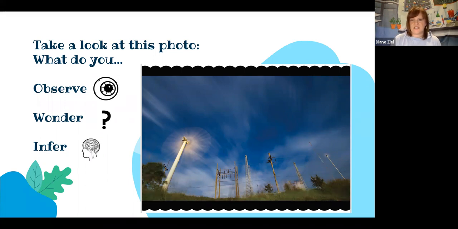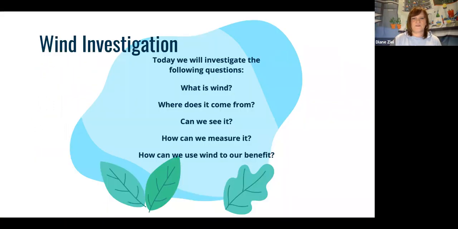If your observations and your questions and your inferences all have to do with winds, then you are on the right track. So today we'll do a short wind investigation. Today we're going to investigate the following questions. What is wind? Where does it come from? Can we see it? How can we measure it? And how can we use wind to our benefit?